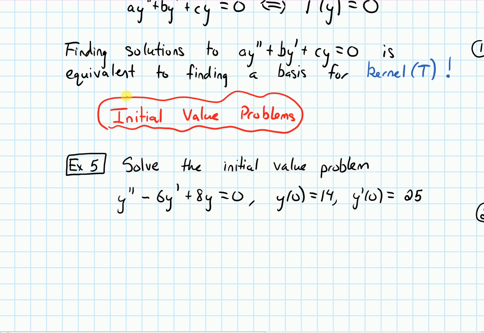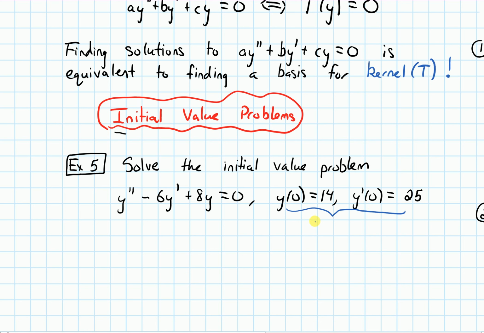In this video, I'm going to talk about solving initial value problems. So I want to begin with an example. Let's say I want to solve this initial value problem. We have this differential equation, y double prime minus 6y prime plus 8y equals 0. And there are these extra conditions. It tells us that y of 0 equals 14 and y prime of 0 equals 25.